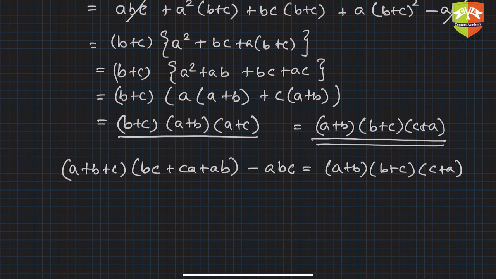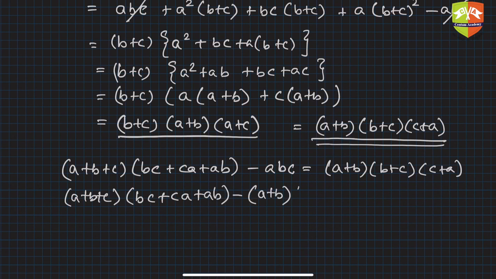Now this can be rewritten as (a + b + c)(bc + ca + ab) - (a + b)(b + c)(c + a) is equal to abc. This is, let's say, corollary number one.